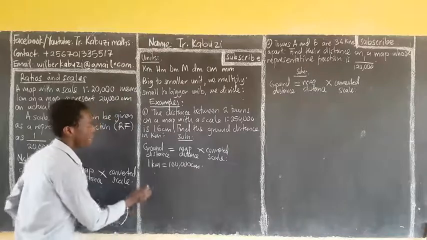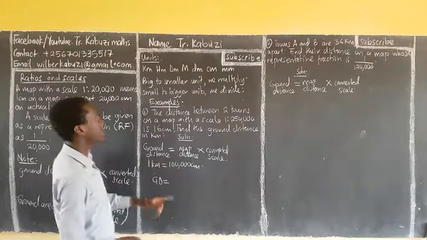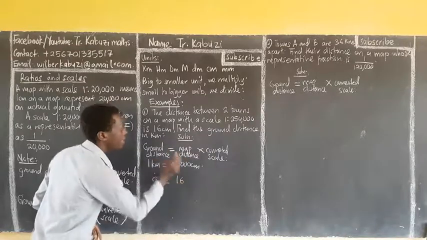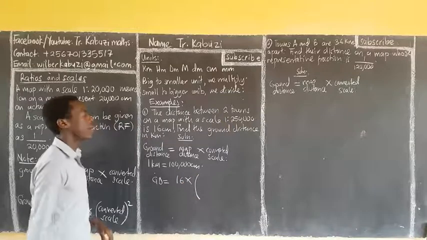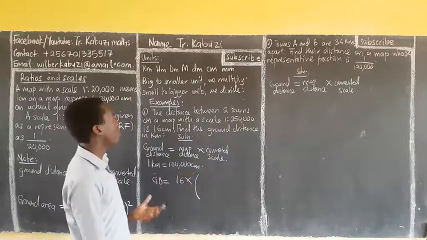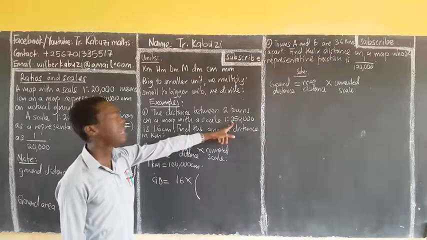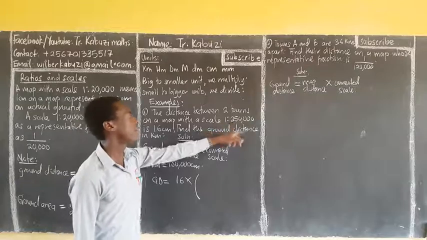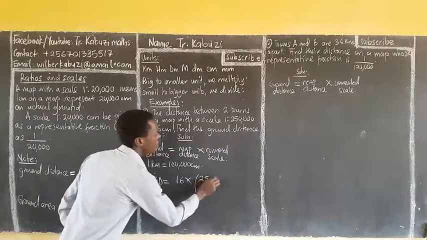Meaning that now my ground distance is going to be the map distance. Here my map distance was given as 16 centimeters, then times, in brackets, the converted scale. How do we convert the scale? I'll get the scale that they are giving me. The scale on the ground they are giving me is 250,000.